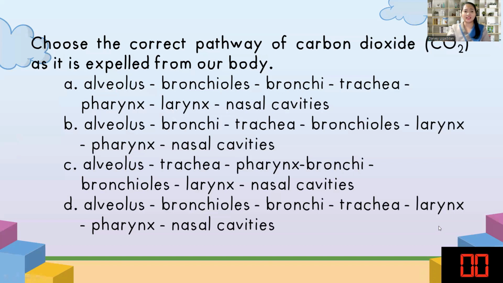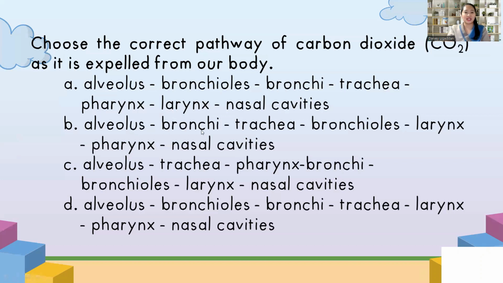Okay, let us find the options that we can remove here. So we all know that when we expel carbon dioxide, it would start from the alveolus. So all of the options here start from the alveolus and end in your nasal cavities. Now let's look at the second part. So alveolus and then bronchioles. Okay, that would be correct.